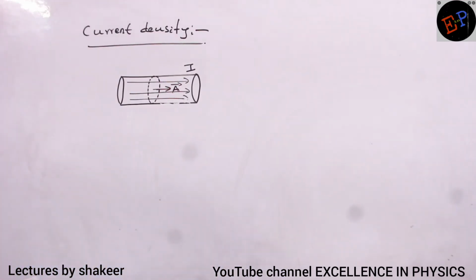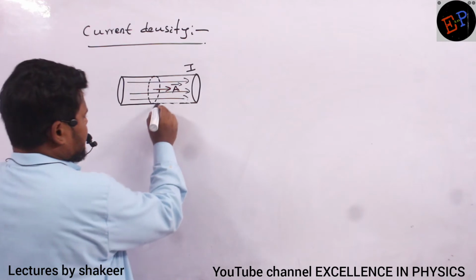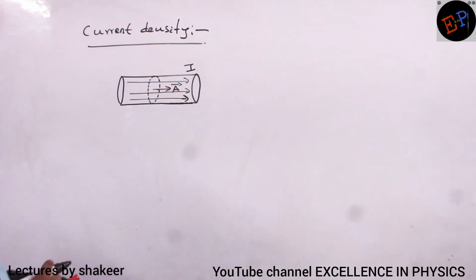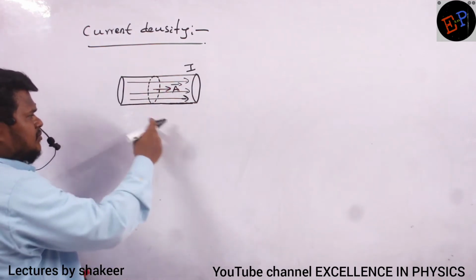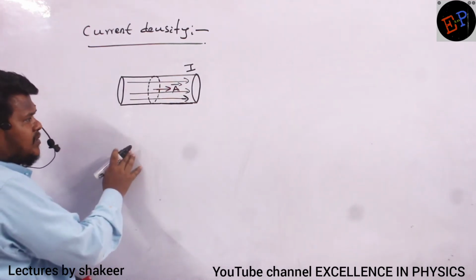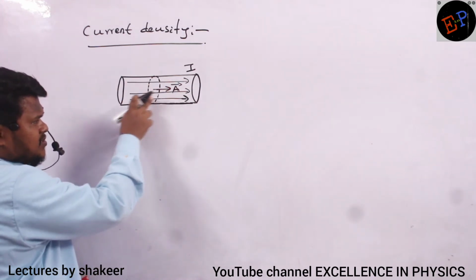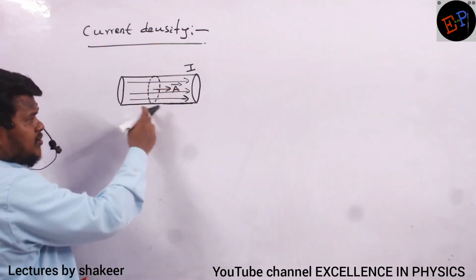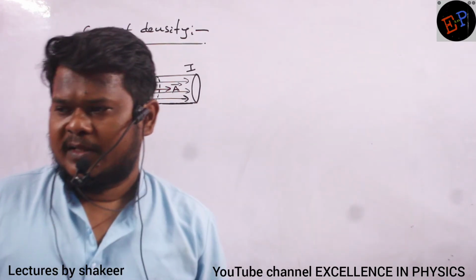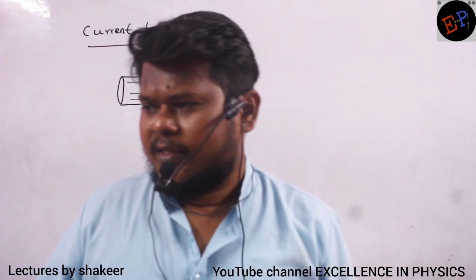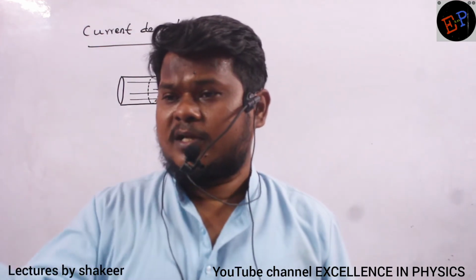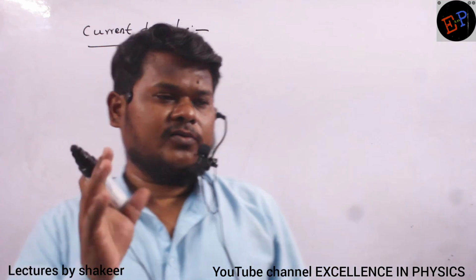So the next topic which we are studying is current density. Consider this is a wire whose cross section is A. This is the cross section. And how much current is passing through this wire per unit cross section, that is called current density. Current density means in a unit cross section, how much current is entering or leaving that area of cross section in a unit time.